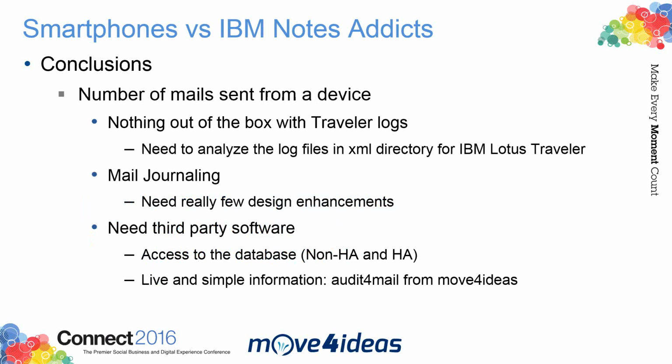As a conclusion, I'm going fast because I want to have some questions after. Smartphones versus IBM Notes adoption. You will be able to determine the number of mails sent from a device, but the problem is you have nothing out of the box with Traveler logs. So you will be able to use the mail journaling port, and you just have a few design enhancements to do. And the last point is you can use third-party software. Okay.